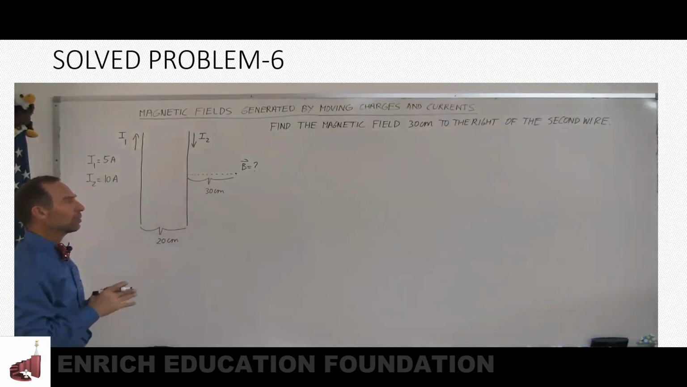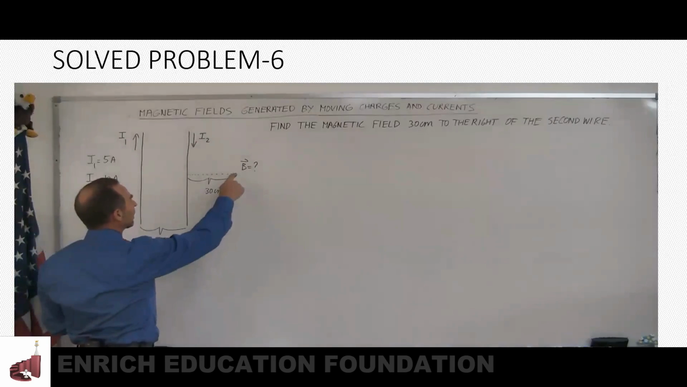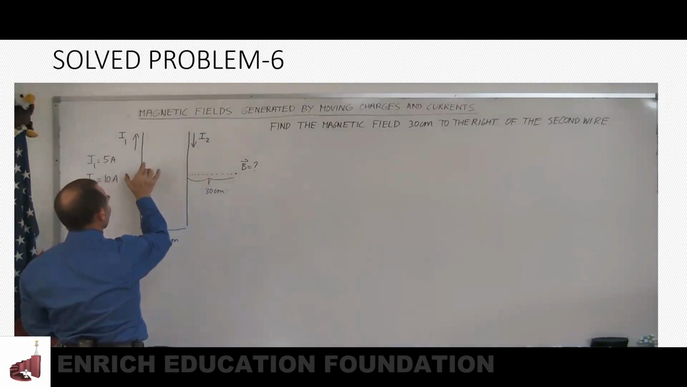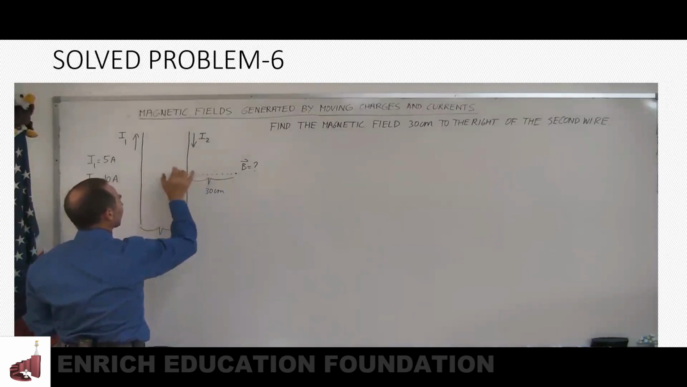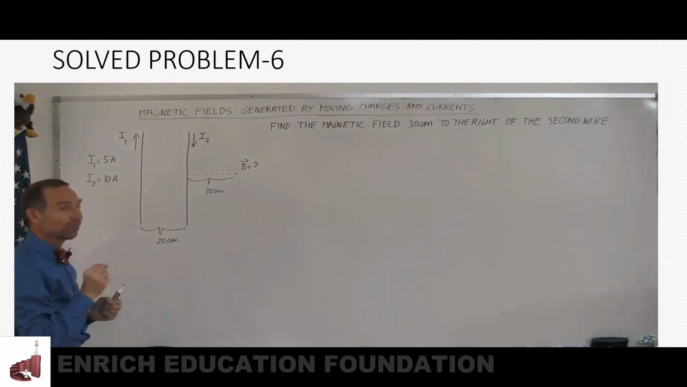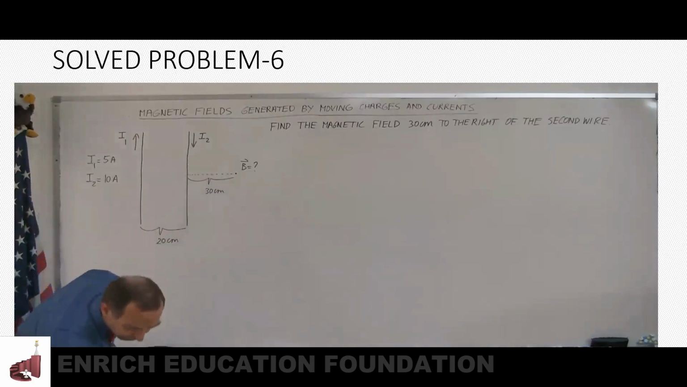So how do you go about doing that? Well, what we're going to find here is that the magnetic field here is going to be a vector sum of the magnetic field caused by the first wire and the magnetic field caused by the second wire. So let's first find the direction of the magnetic field caused by each wire at that location. And I'm looking for my red pen here.